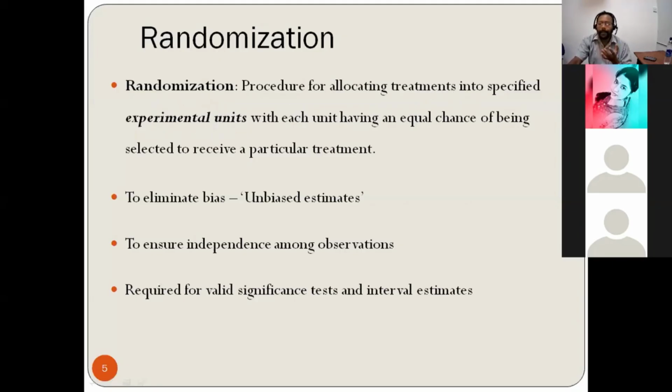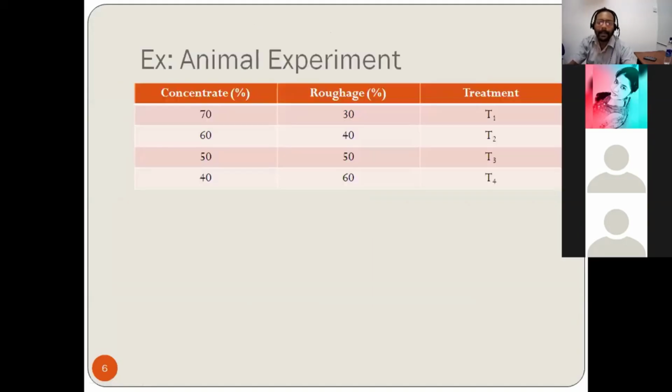In what pattern or procedure are we going to allocate treatments to the experimental units? For example, let's say I have an animal experiment. Can somebody answer what you mean by concentrate and roughage? Have you all learned this?